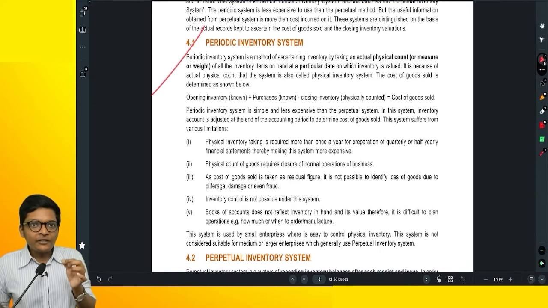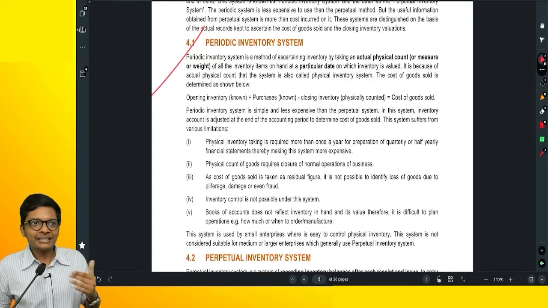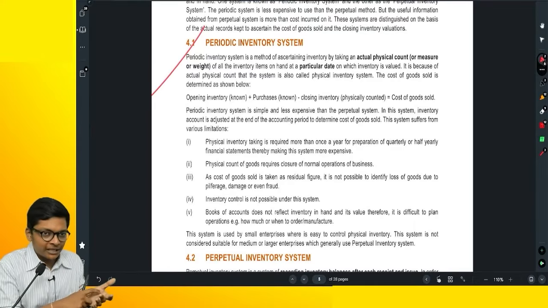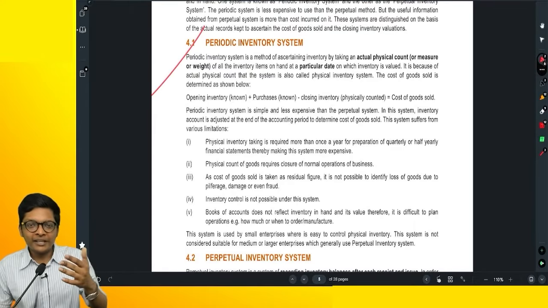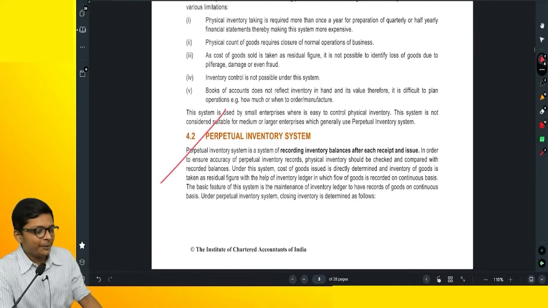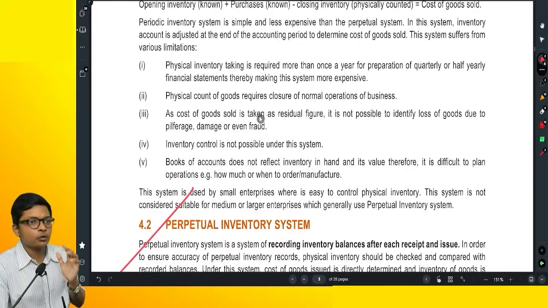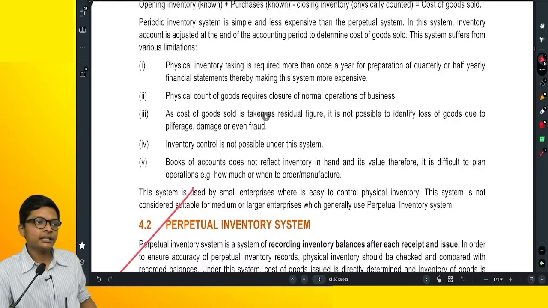Daily, after every transaction, I go and count. Medicines, I sold 2 tablets, count how many are left. Okay, 8 are left. Sold again 5, count 3 are left. That is called what, guys? Perpetual inventory system. Examiner's favorite question in theory.